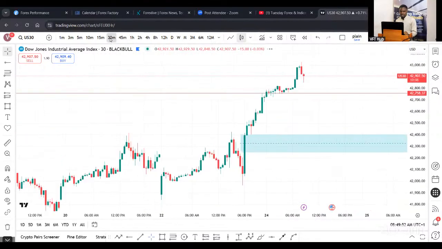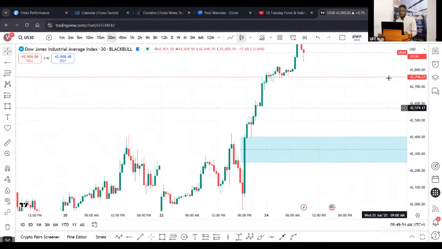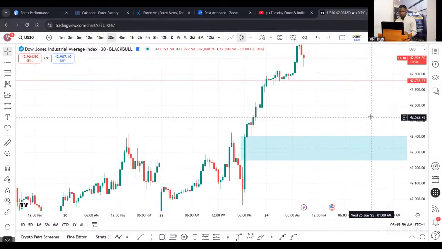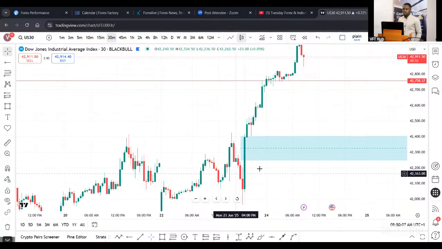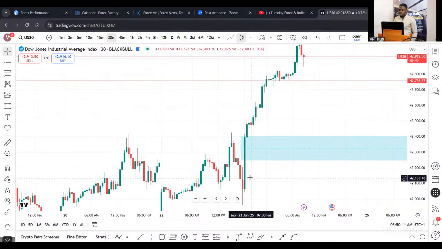Let me look at 30 minutes if there's something interesting. Really nothing exciting on 30 minutes. So this is an area I'll be watching out for clearly to see how price is going to react. We have another one here, which is the other block, and I believe price tapped into it. For any reason, we should see a strong rejection.